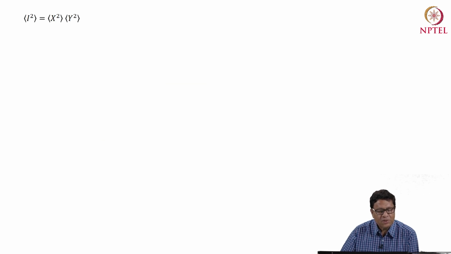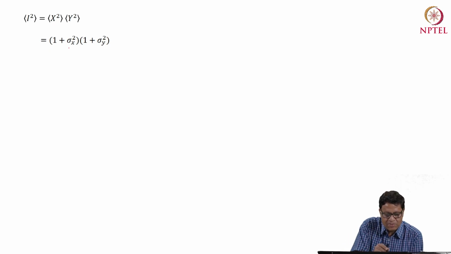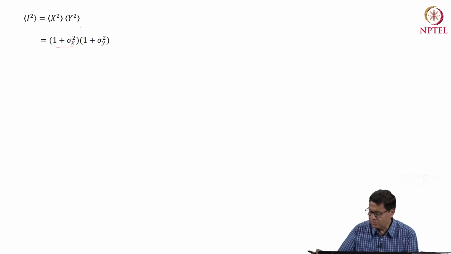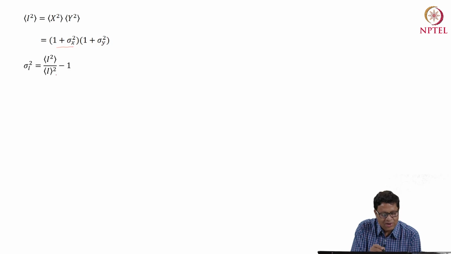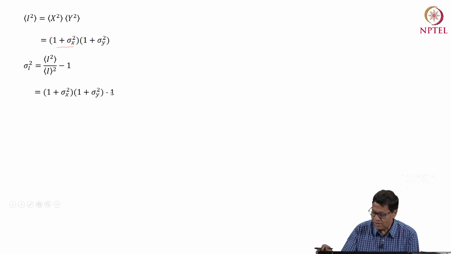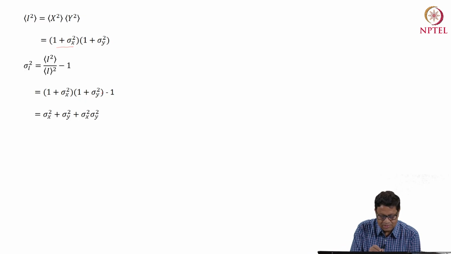So I square, if I take, because x and y are independent, this is the ensemble value of x square and y square, and this is given by 1 plus sigma x square, and for y it is 1 plus sigma y square. And if I put these values in the scintillation index, that is the ensemble average value of I square divided by the square of the ensemble average value of I, minus 1, it will give me (1 plus sigma x square)(1 plus sigma y square) minus 1. And expanding this will give you sigma x square plus sigma y square plus sigma x square into sigma y square.